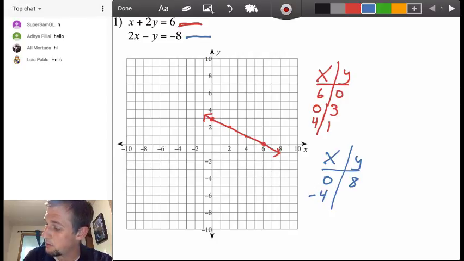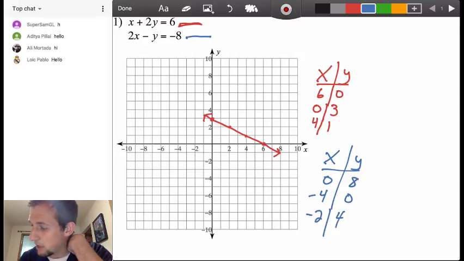and 0 also works for that one. And there's a couple others. I guess I should probably get at least one more. Let's go -2 and 4 would make that true. Okay, so let's plot those.